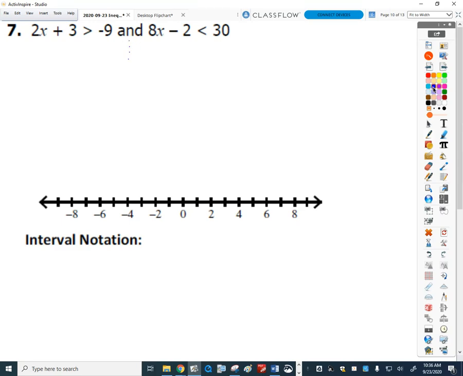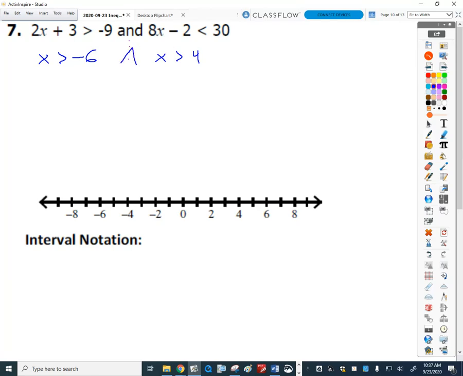And what are the steps to isolate x in this inequality? Subtract 3 from -9, and then divide by 2. So what do I get? x is greater than? -6. Okay. How about over here? Add 2, divide by 8. What's that going to give us? 16. No. 4. 4. There you go. And x is greater than 4. Now we have to have an "and" statement there.